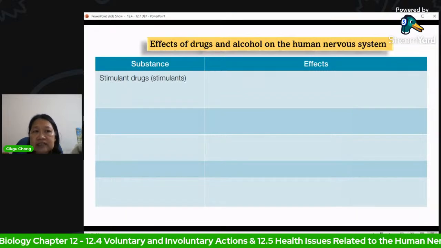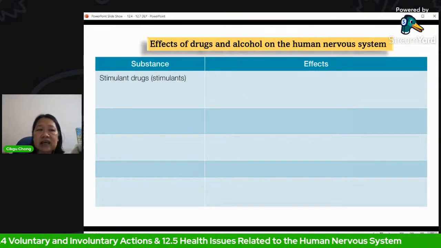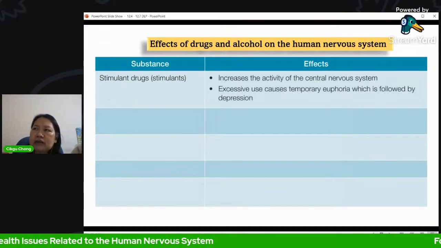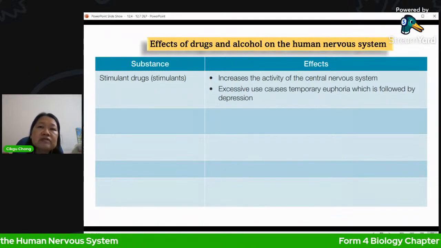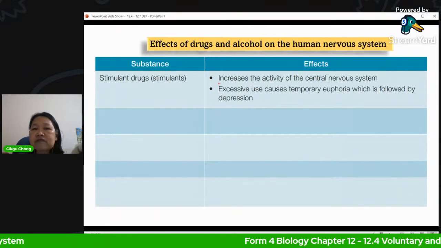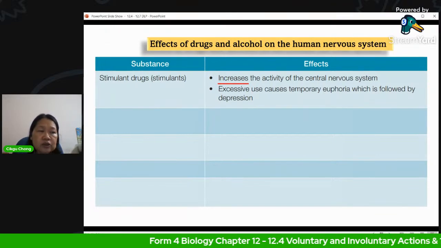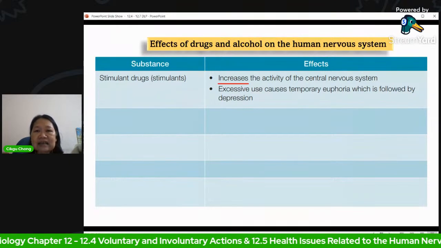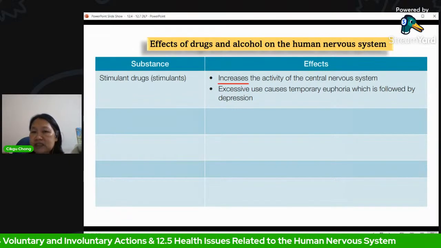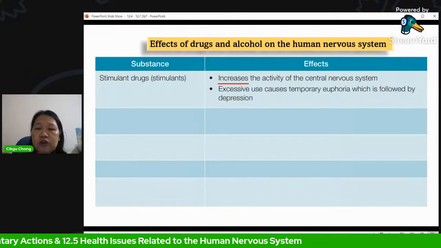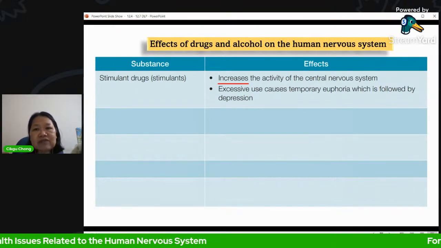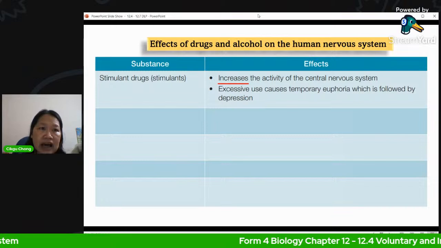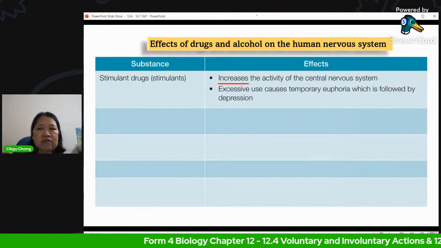So first group, let's look at stimulants. Stimulant drugs are drugs that can make you feel high, make you feel activated, make you feel active and not sleepy. It increases the activity of the central nervous system. You see the word increases? So you don't feel sleepy, right? You feel you can last the whole night. Excessive use of this can cause temporary euphoria. Euphoria means happiness. Then after, when the drug effect goes off, you may get depression. So it's like immediately very high, and then when the drug wears off, you feel sad as well.